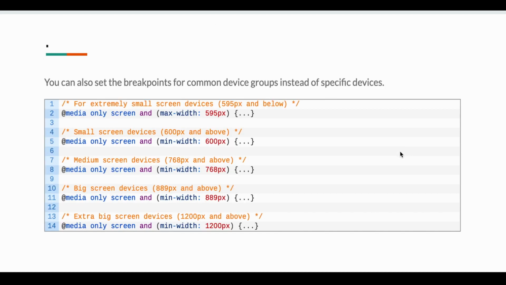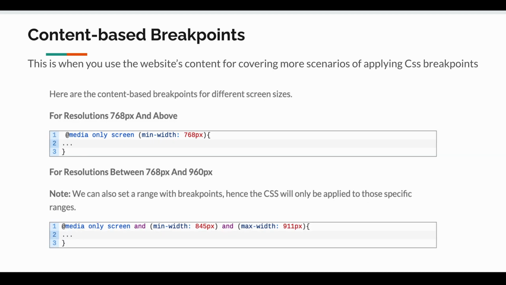Instead, another thing you could do is set the breakpoints for common device groups. Like for very small screen devices, you can say max width 595 pixels. For screens that are not so small, say 600 pixels. You can still do this, but there is a better approach, which is the content-based breakpoints. This is when you use the website's content for covering more scenarios of applying CSS breakpoints.